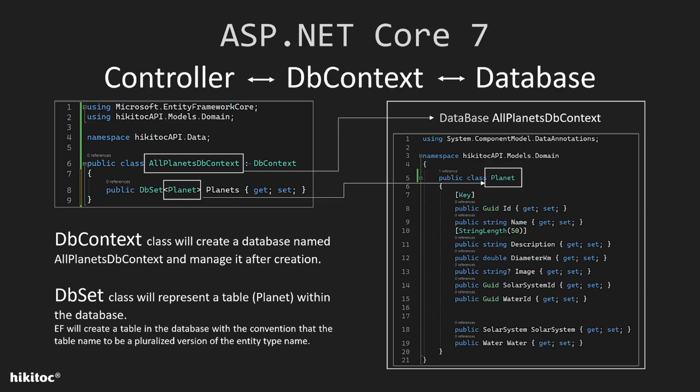When a controller sends a task to be completed, the DbContext will take appropriate actions. These actions go beyond CRUD operations and include tasks such as creating and managing connections to the database, tracking changes to entities, and persisting changes to the database. The Planet class, on the other hand, will become a table within this database, thanks to the DbSet class. By default, the Entity Framework code-first approach follows a convention where it creates a table in the database, and the table name is derived from the pluralized version of the entity type name. However, it's important to know that we can override this behavior, and I'll demonstrate how to do so later.